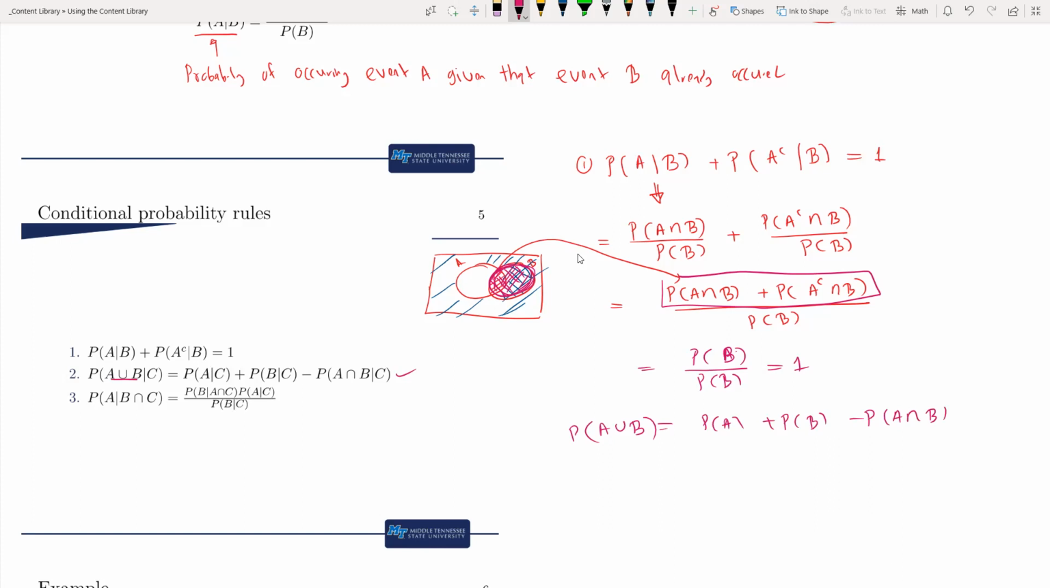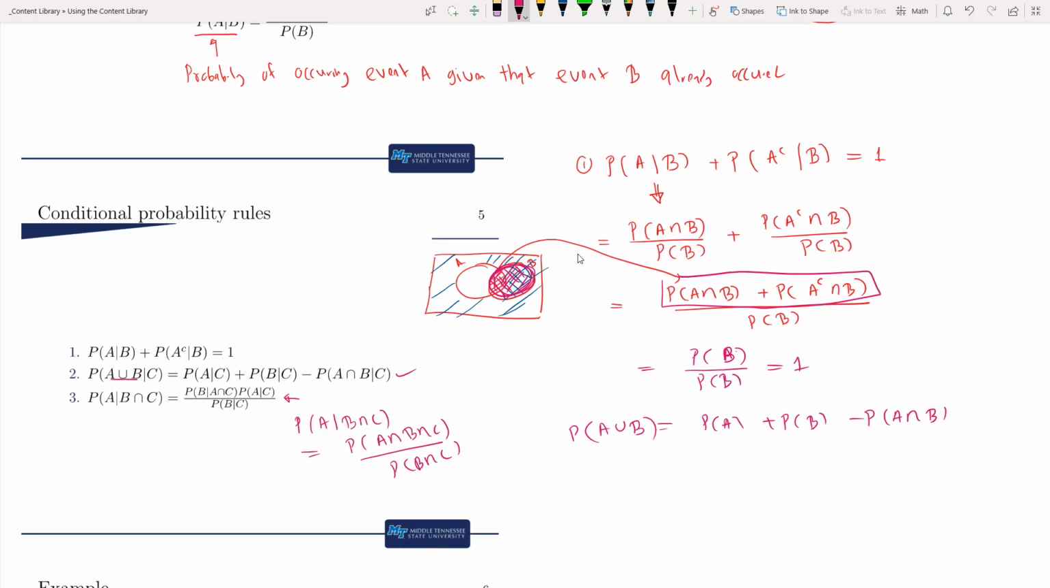So lastly, you have the probability A given B and C, which is basic. It looks kind of like Bayes' theorem, but it is something you can prove using the conditional probability rule. See whether you can do this. If you expand this, what is that? It's probability A and B and C divided by probability B and C.